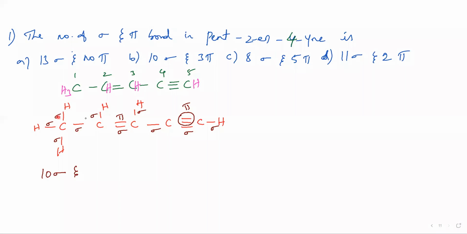And the pi bonds, you calculate. How many pi bonds here? Here 1 pi bond, here 2 pi bonds. So total 3 pi bonds. So 10 sigma bonds and 3 pi bonds. This is your answer. Which option? 10 sigma and 3 pi bonds, second option. Okay. So one more question we'll see.